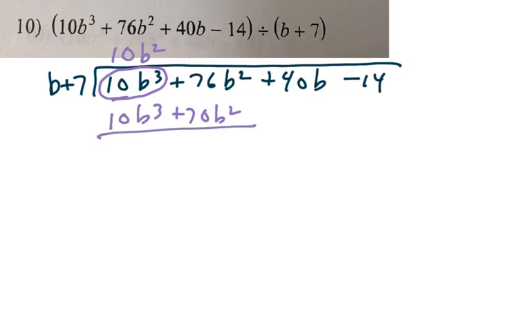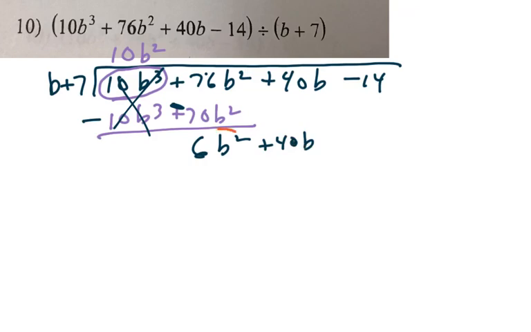Okay. The key step again, when I minus, 10 minus 10 is 0. I'm left with, when I minus, see how I almost messed up, guys? Don't forget to distribute your minus. Wow, I almost messed up big time there. 76 minus 70 is 6b squared. Please remember to distribute your minus. And now, of course, I'm going to bring down the plus 40b.